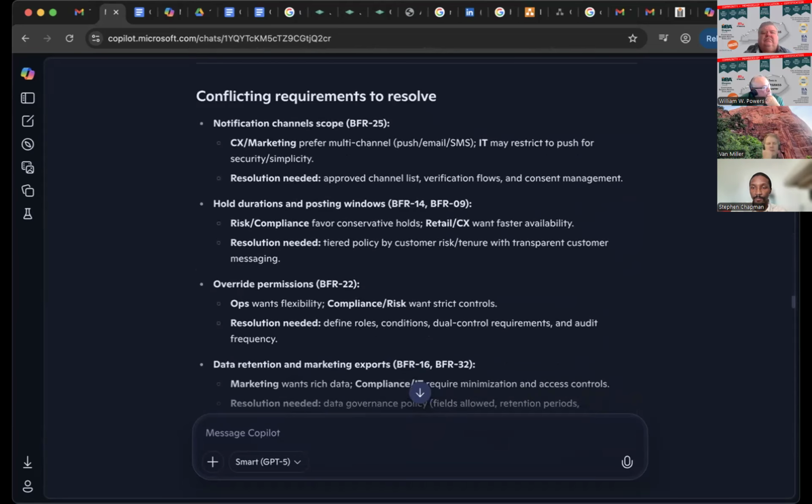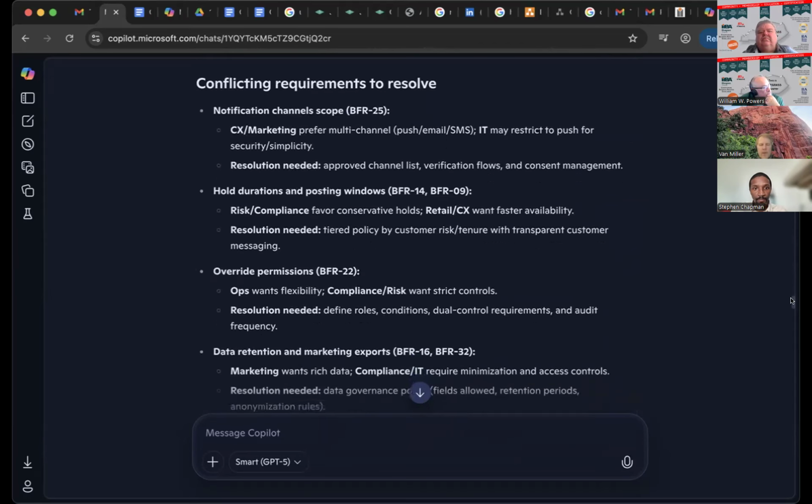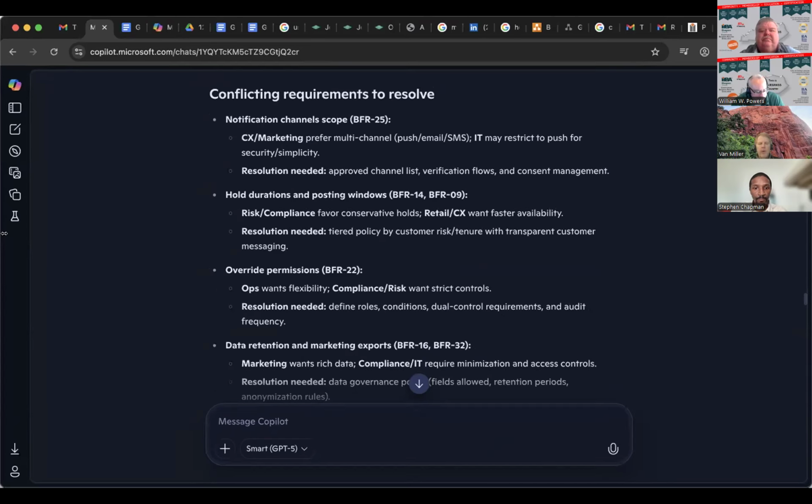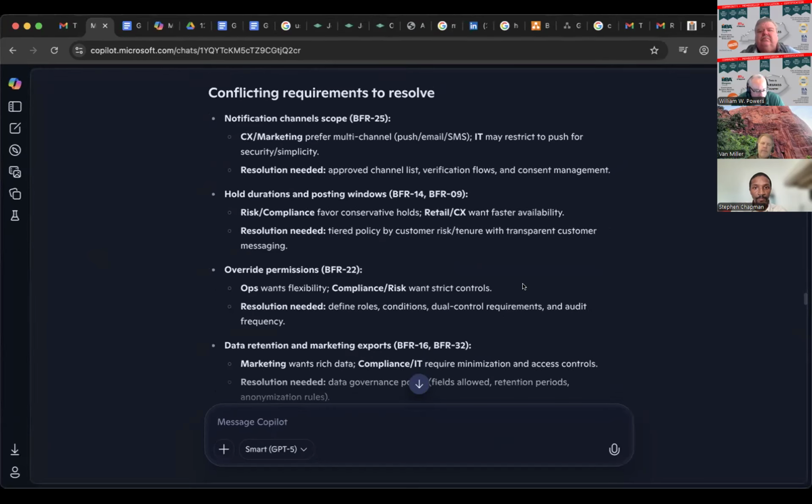Conflicting. Interesting. Customer experience and marketing prefer multiple channels: push, email, SMS. IT may restrict to push for security or simplicity. Oh, for channel scope. Interesting.